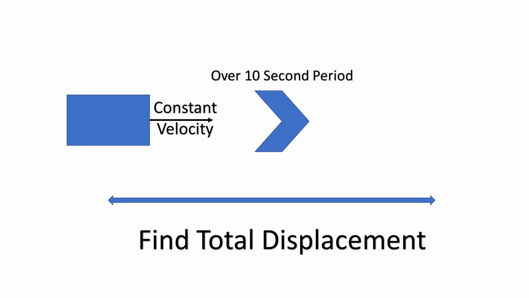Let's say we're interested in calculating the displacement of a moving object over a 10-second period. One way to accomplish this is to write a function which will multiply time, we'll say 10 seconds, by velocity, specified in meters per second.